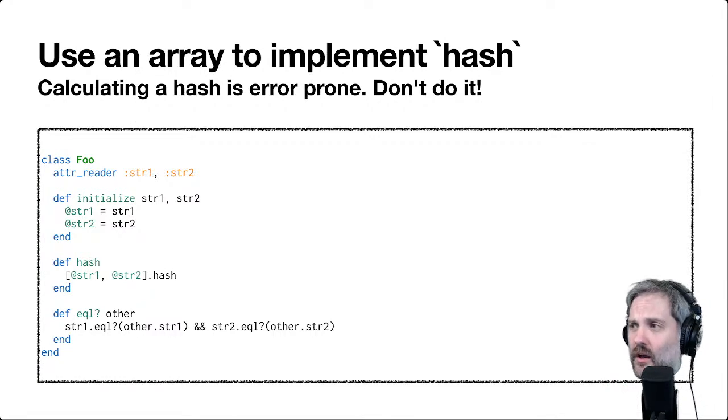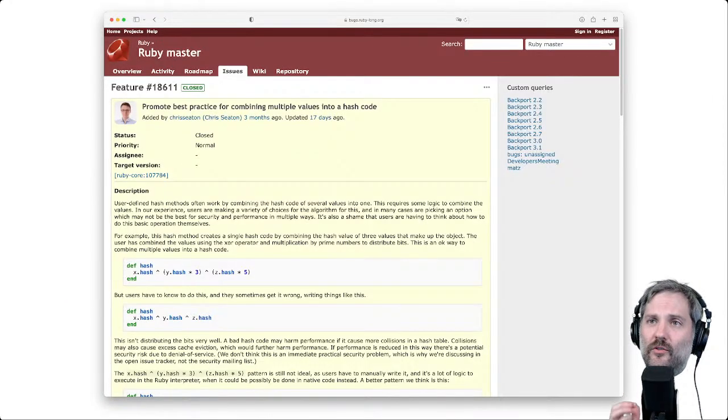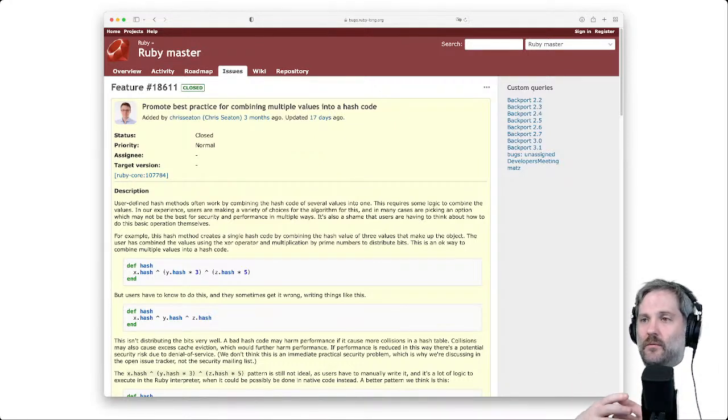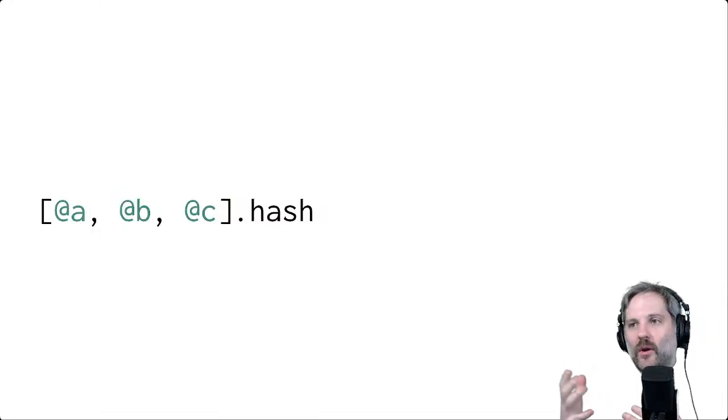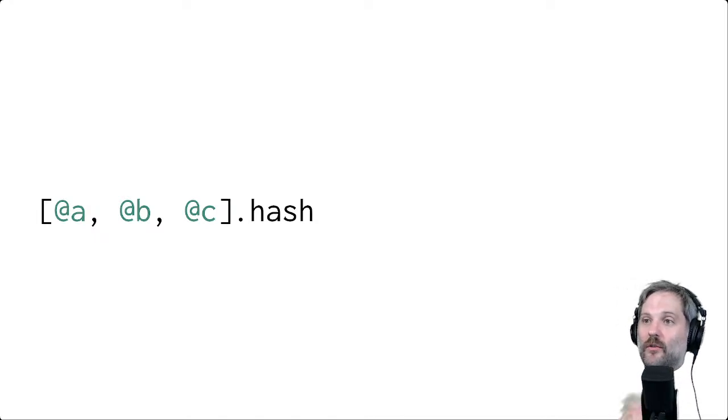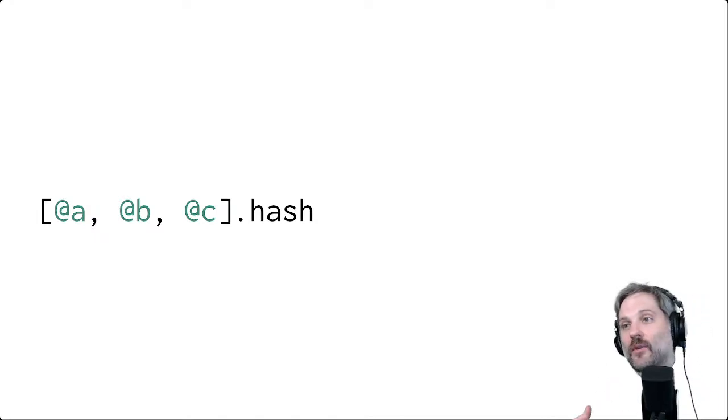And actually, Chris Seaton sent a feature request to Ruby to say, hey, this is the way that we should recommend folks implement the hash method, and that got merged in. So you're free to implement the hash method any way you want to, but this is the way that I recommend it. And this gets us back to why we want to speed up this particular call. Because we know that folks who implement that hash method should use this form, and we want to make it as fast as possible, so they'll use that form.